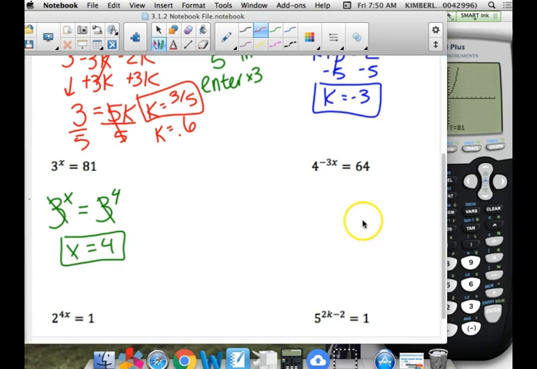Alright, so why don't you try this right one? Check your answer in the calculator as well as doing it by hand. Press pause.